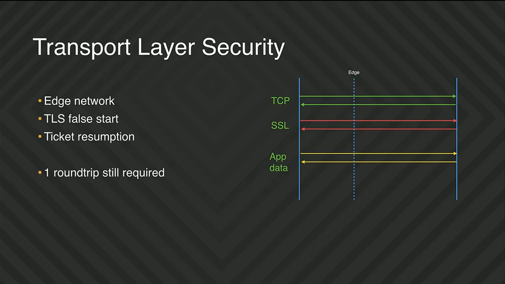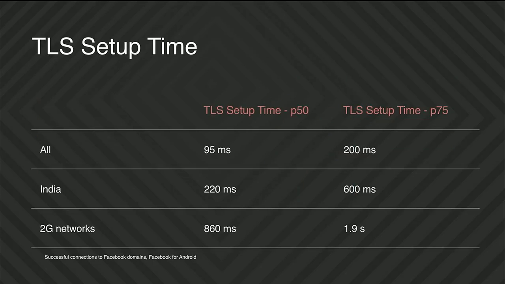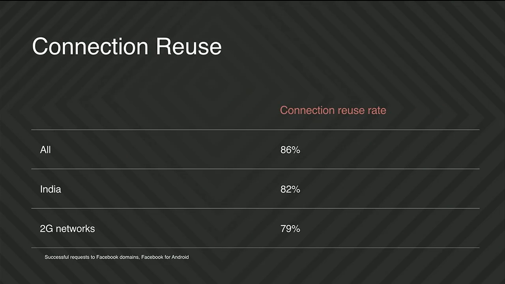When we were looking at this about 2 years ago, at the data that we had from mobile clients, we were wowed. For example, in 2G networks in India, it takes about 600 milliseconds to 1.9 seconds at the 75th percentile to establish a connection. These are real latency numbers which affect the user experience. One of the ways to ameliorate this connection setup cost of TLS is to reuse connections. But even in emerging markets, we see that the connection reuse rate is much lower than in the rest of the world. So we wanted to do something about this.